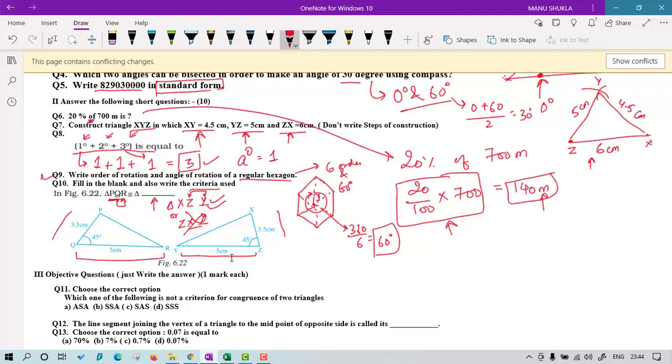Many of you have written the answer as XYZ. That is wrong. The answer is XZY, and the criteria used, if you see in continuation, a side is coming, an angle is coming in between, again a side is coming. So the criteria used is side, angle, side. So these are the two answers that you have to give in this question: the triangle name and the criteria used.